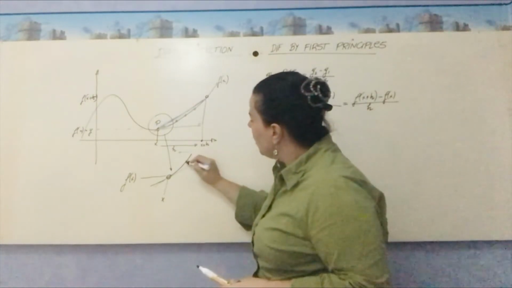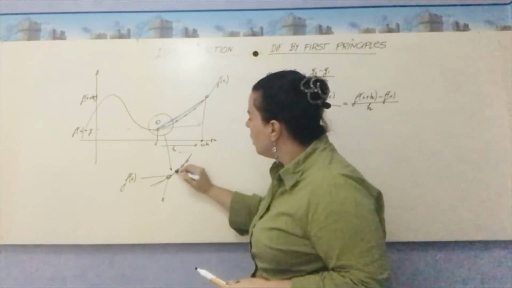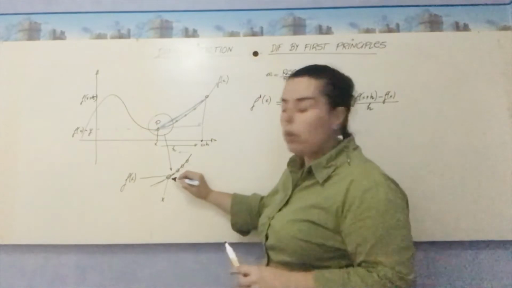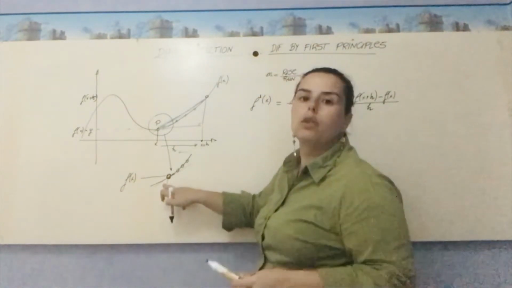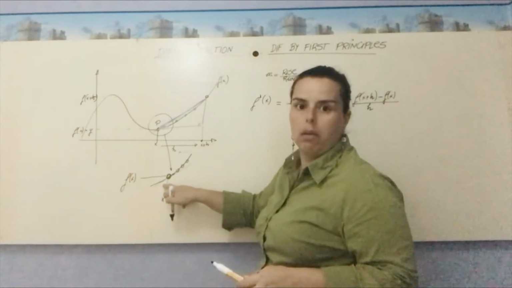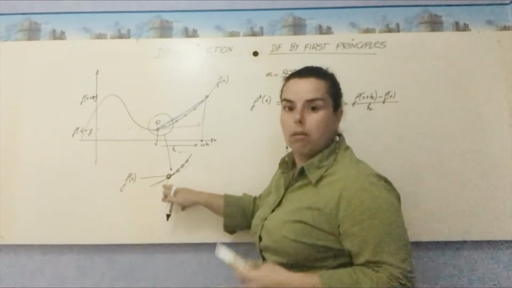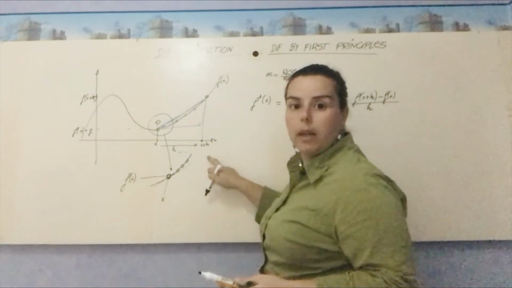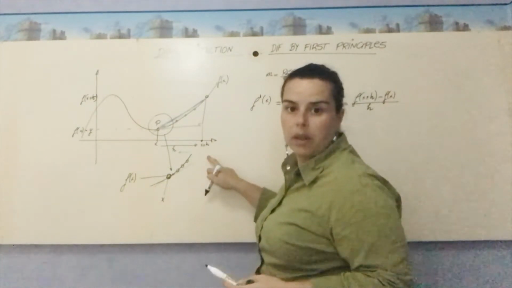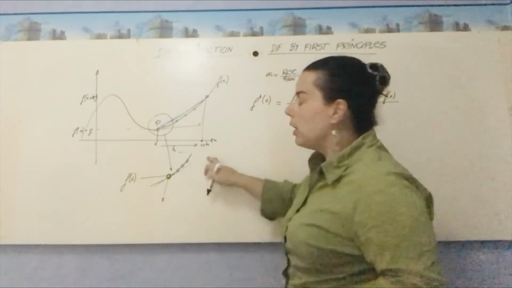If I keep on moving this one closer and closer and closer, eventually I want to be so close that I have the 2 points exactly in the same place. And that would be ideal. Then the gradient of that line could be the gradient of the tangent. Now, there comes the trick.